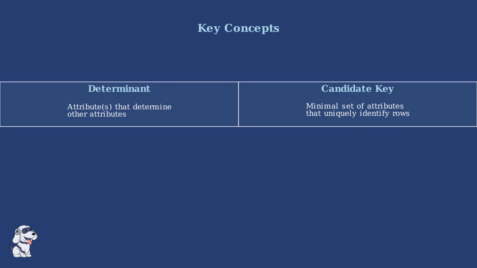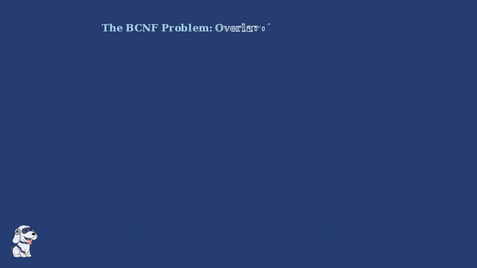A determinant is any attribute or set of attributes that uniquely determines other attributes in a table. A candidate key is a minimal set of attributes that can uniquely identify every row in the table. The problem BCNF solves occurs when a table has multiple overlapping candidate keys. This can create situations where a table is in 3NF but still contains anomalies. Let's examine a concrete example to illustrate this issue.